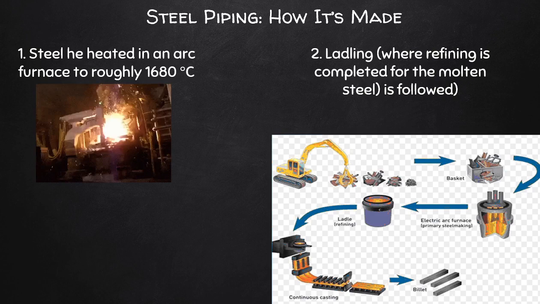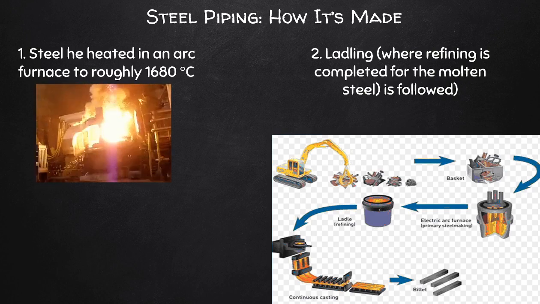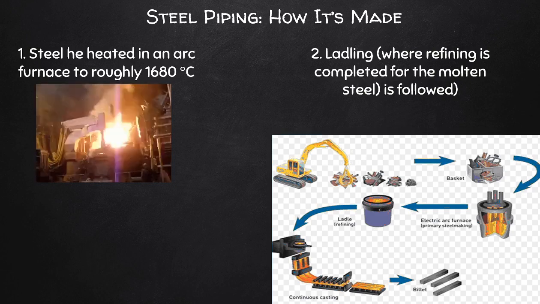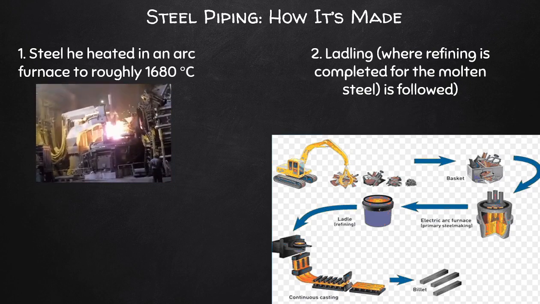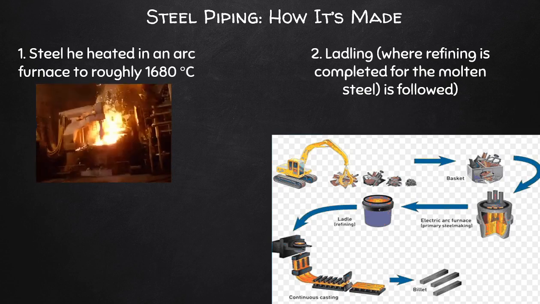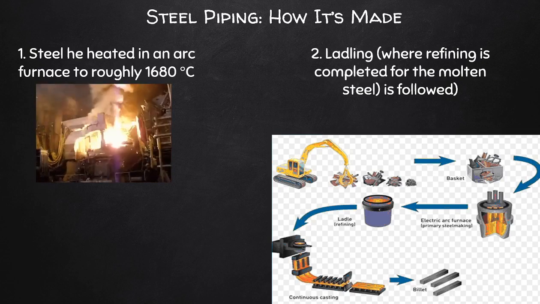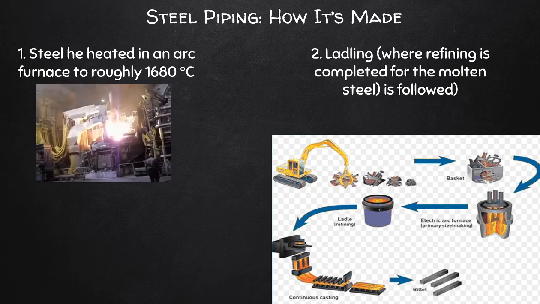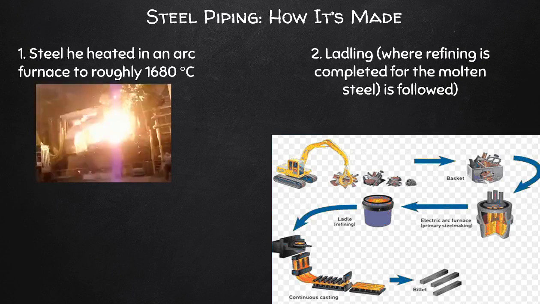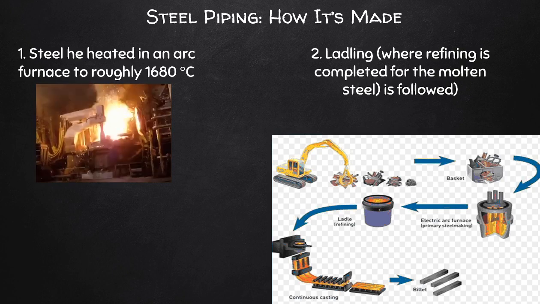The large ladle is then used to carry the molten steel away to be cast. During casting, we cast the steel into billets or blooms, and these are steel sections that are formed into rectangular shapes. And these are just made so that it's easy to store, pack, and handle them.